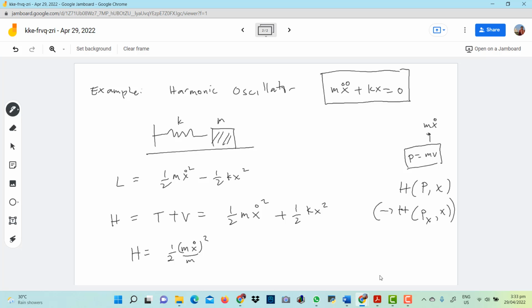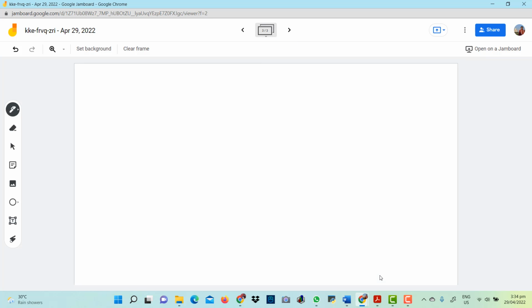Then plus 1 half kx squared. Such that mx dot is your p, so you can write this Hamiltonian function as H equals p squared over 2m plus 1 half kx squared. So the Hamiltonian is now in terms of momentum and position. It is a function of momentum and position x.